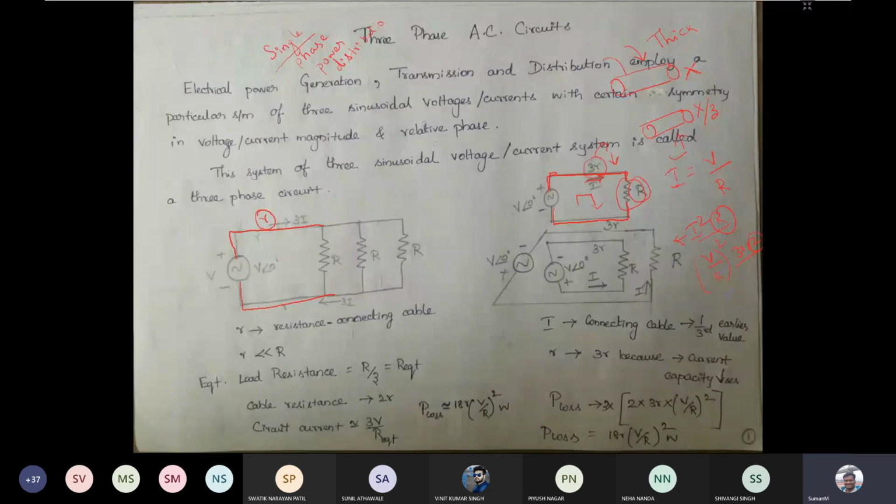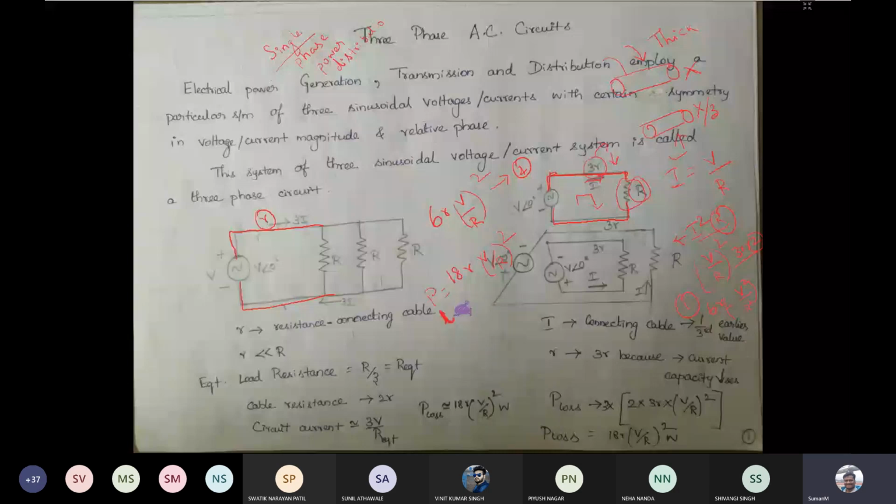So what we will be having is 6r, that is a small r, into V squared divided by R squared. This is for one source. For one source, the power loss in the cable is given by 6r into V divided by R, the whole squared. For the three sources, obviously we have to multiply by 3, which gives 18r times V by R, the whole squared. So this is the power dissipation, or power loss, in the cable itself.